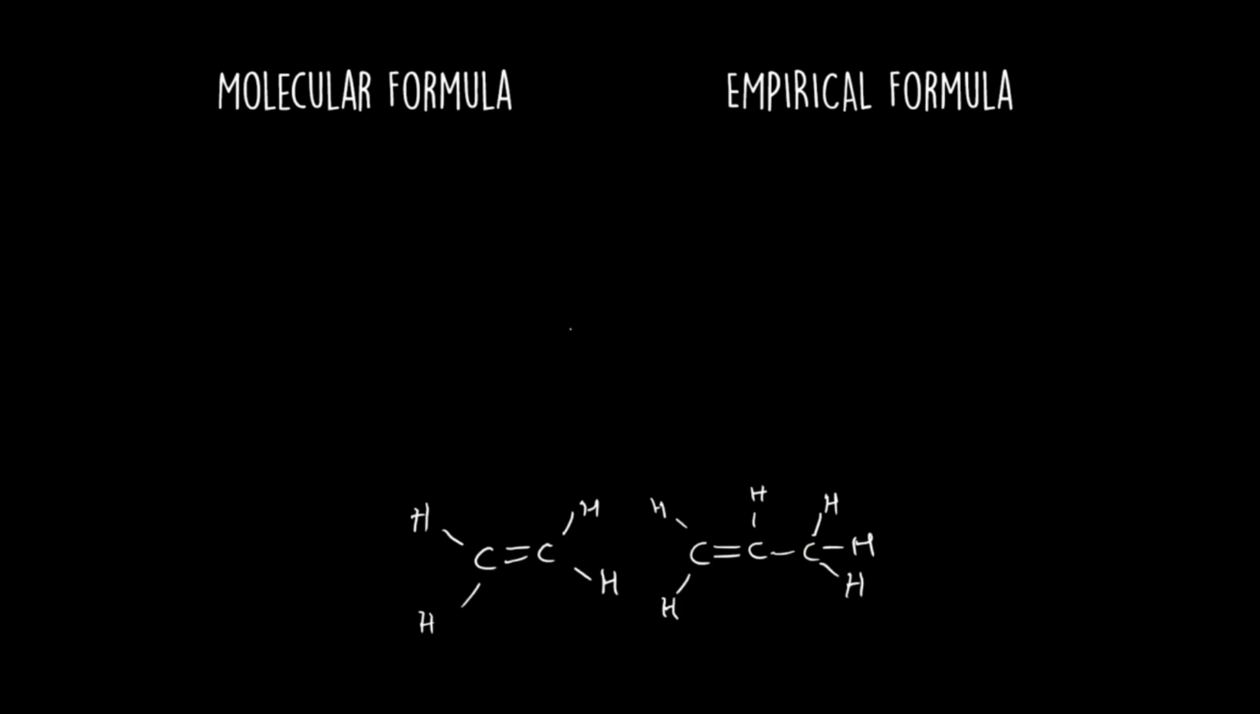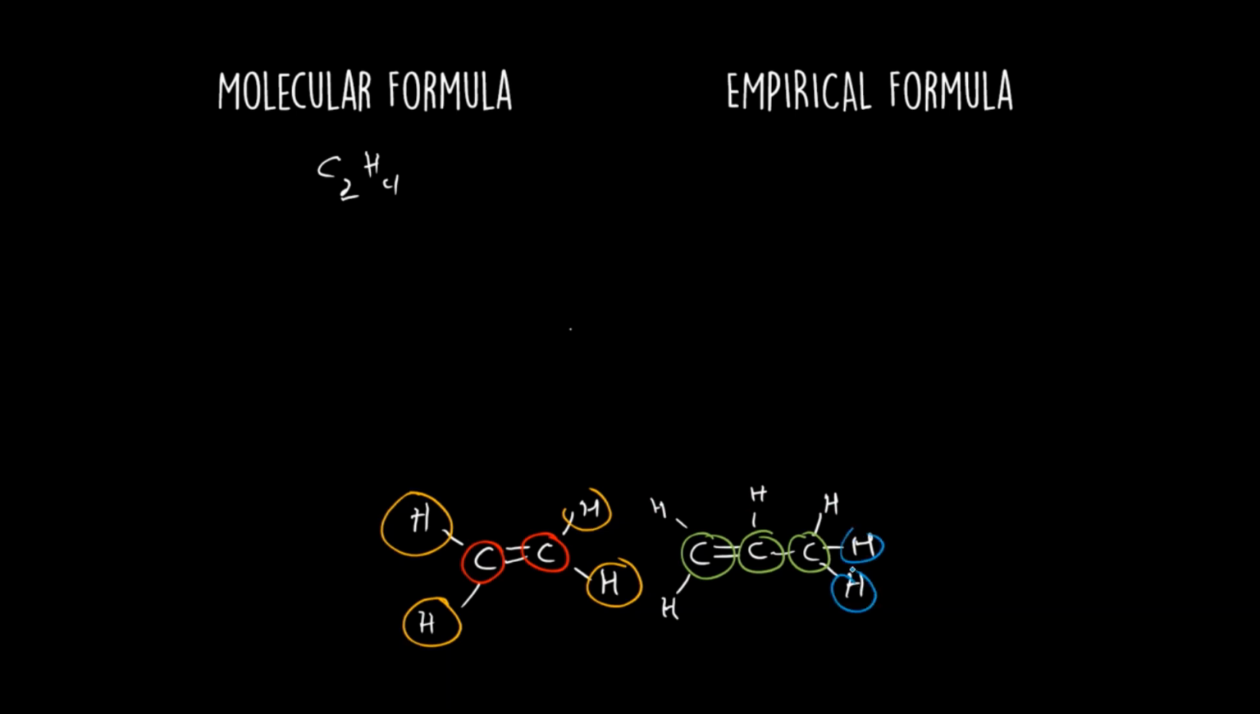Okay, let's look at this example. Now for this question, we'll write down the molecular and empirical formula for both of these compounds. Looking at the first one, I have 1, 2 carbons and 1, 2, 3, 4 hydrogens. That makes it C2H4. Now let's look at this one. We have 3 carbons and 1, 2, 3, 4, 5, 6 hydrogens. That makes it C3H6.